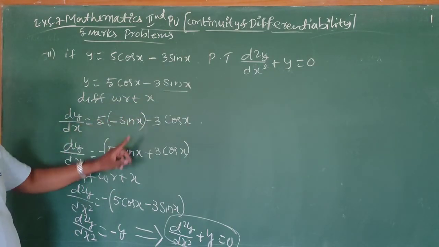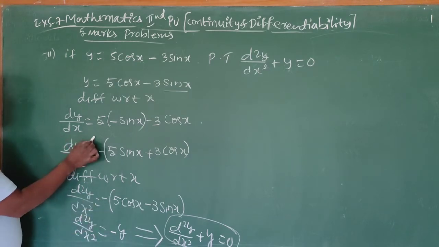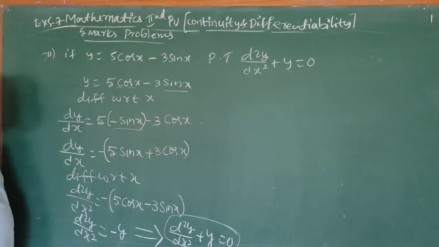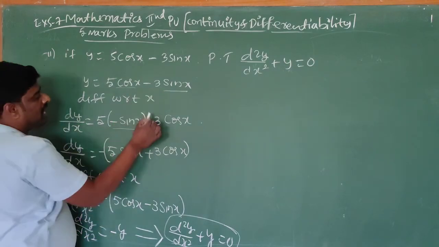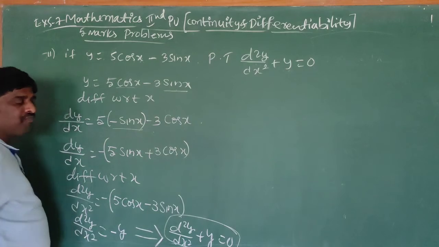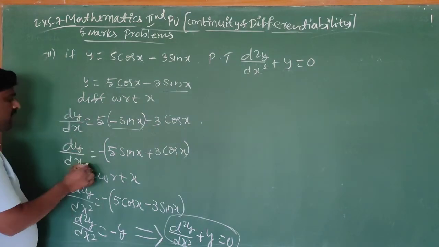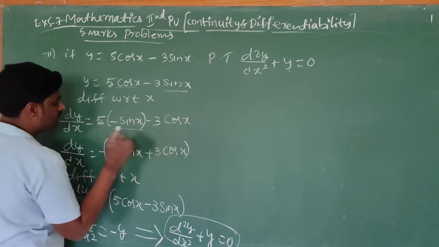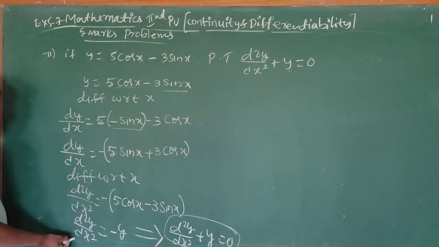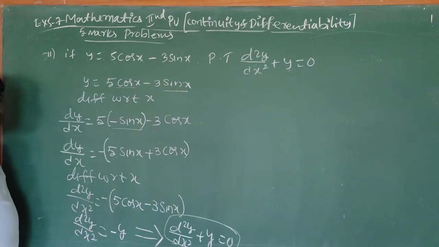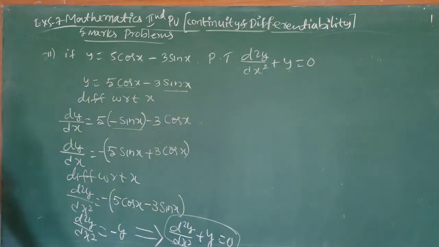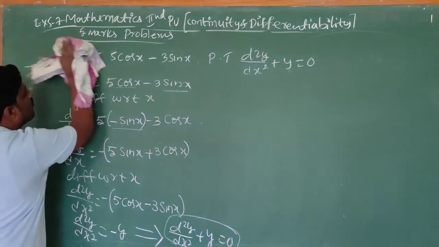Differentiate with respect to x. dy by dx is equal to 5 as it is, cos x differentiation is minus sin x, minus 3 as it is, sin x differentiation is cos x. dy by dx is minus 5 sin x plus 3 cos x. So again differentiate with respect to x, you will get d square y by dx square is equal to minus y. That can be written as d square y by dx square plus y is equal to 0.